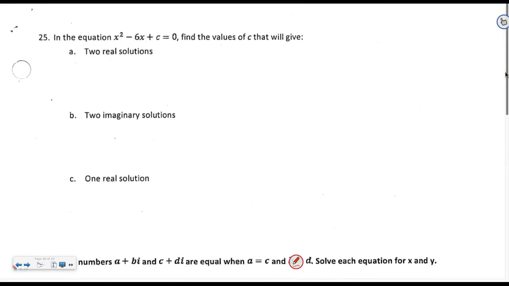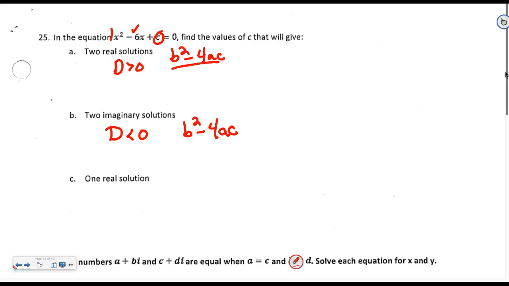This one's pretty easy on 25. It says find the values of C. Remember, if you're going to get two solutions, the discriminant is positive, so I'm just going to write D greater than 0. So you'll be trying to create a B squared minus 4AC that's positive. Imaginary solutions, you'll want the D to be negative, so you're going to try to create a B squared minus 4AC that goes negative. Remember, in this scenario, A is 1 and B is negative 6.